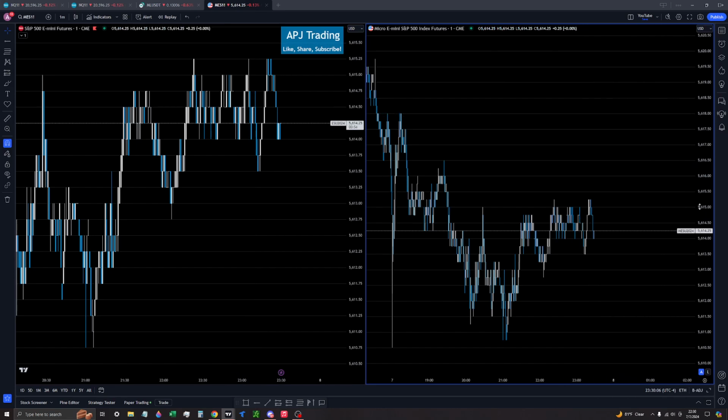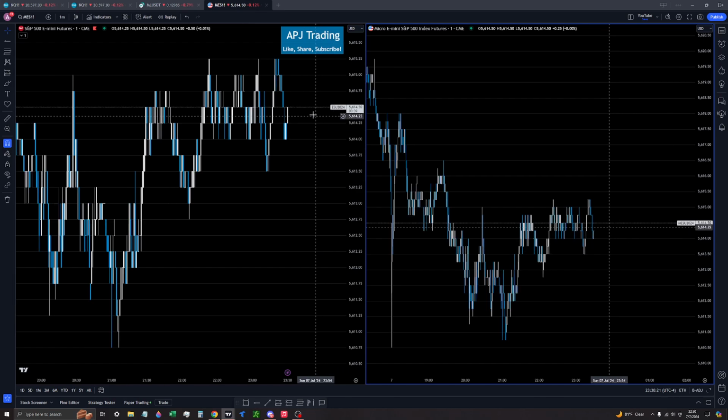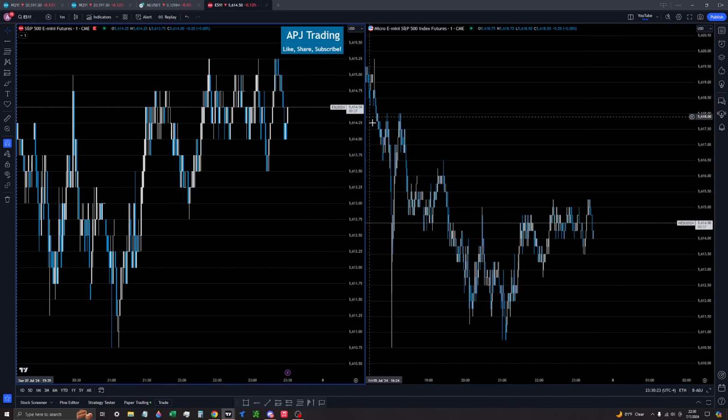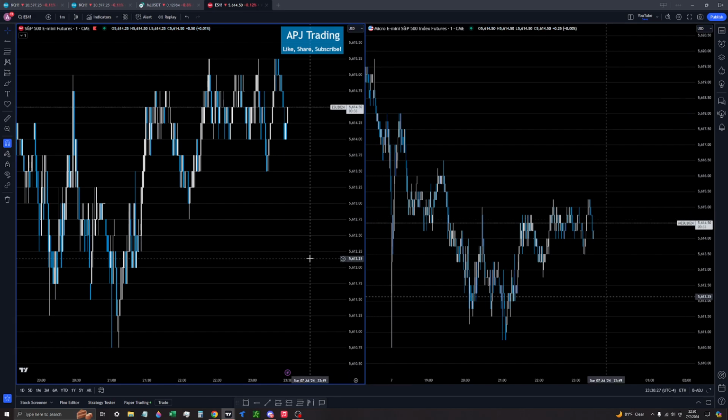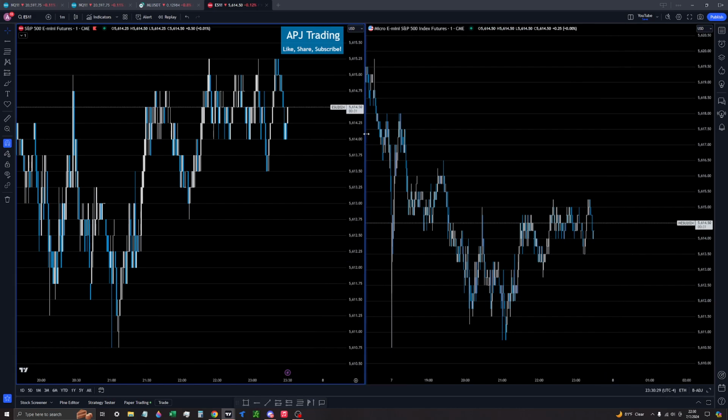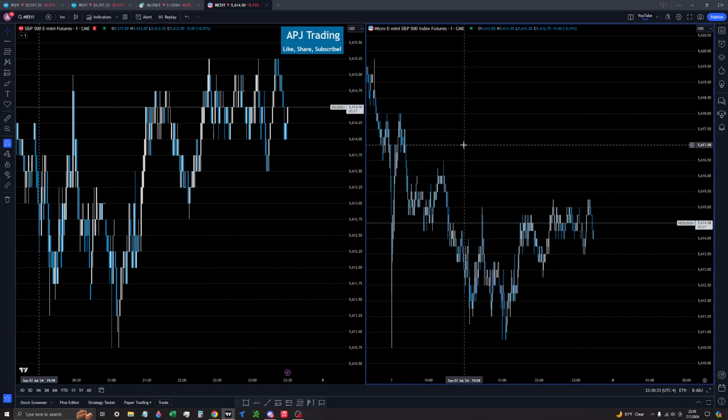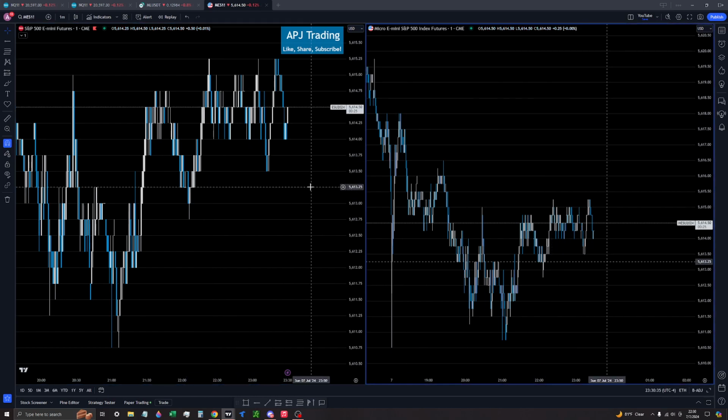So same sort of example, 5615 even to 5616 even. That's a $5 difference. That's one whole point, 4 ticks, $5 difference on the micro contract. On the mini contract, that is a $50 difference for one whole point, or again, $12.50 for each tick, 4 ticks in a point. So that is the simple breakdown on what's a mini, what's a micro.